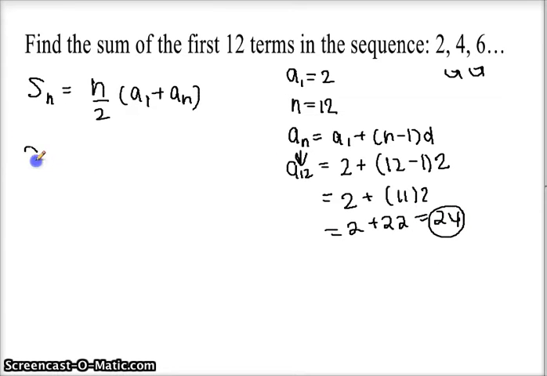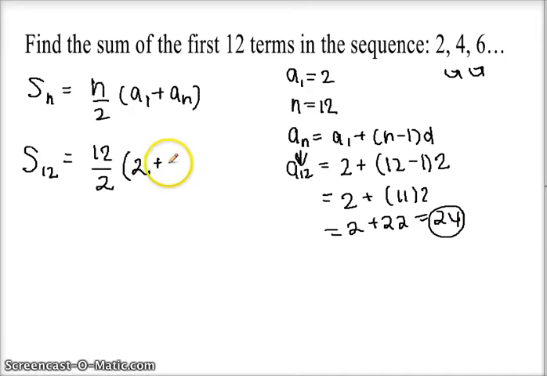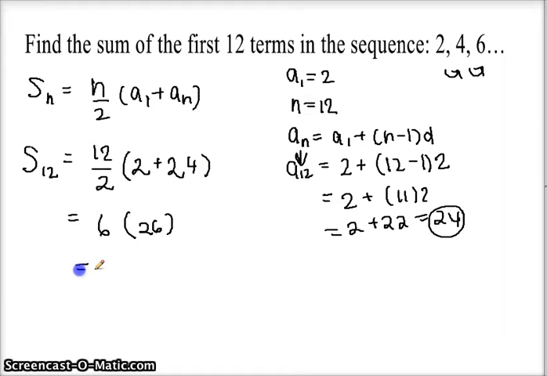So here I'm going to write that the sum of the first 12 terms in the sequence is going to be 12 over 2, times the first number in the sequence plus the last number in the sequence, which we solved right here, is 24. And then I'm just going to add this up. So we have 6, and then 24 plus 2 is 26. And this is 156. So the sum of the first 12 terms in the sequence is 156.